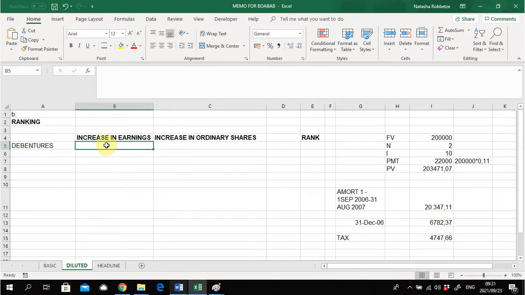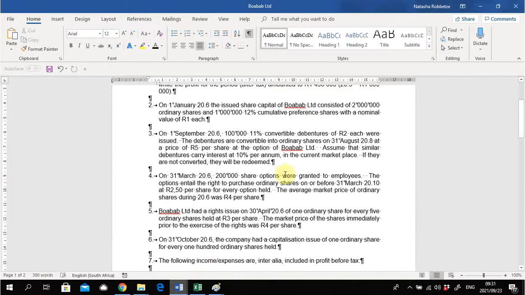So for my debentures, I'm going to have an increase of 4747.66. What will be the increase in the ordinary shares? Well, they say that it is 5 Rand per share. If we go back to the question, they say it can be converted into ordinary shares at 5 Rand per share at the option of Baobab.